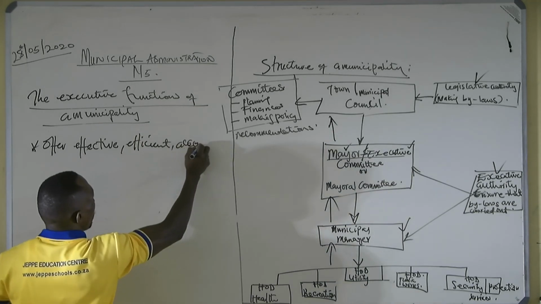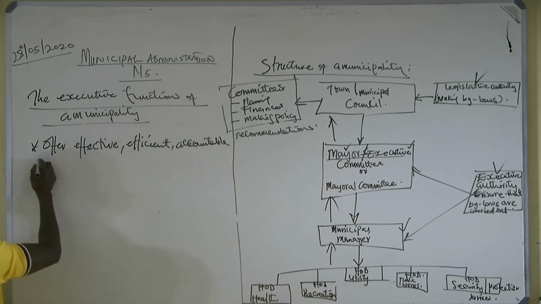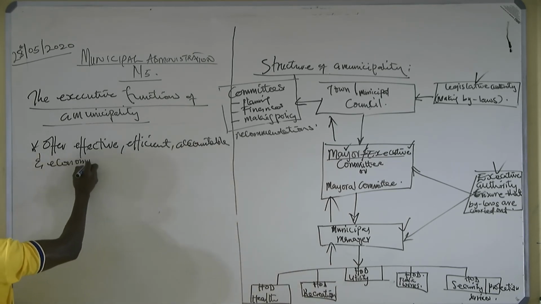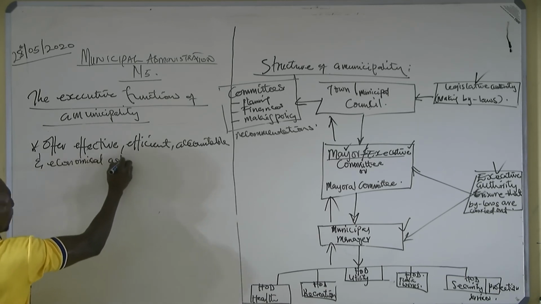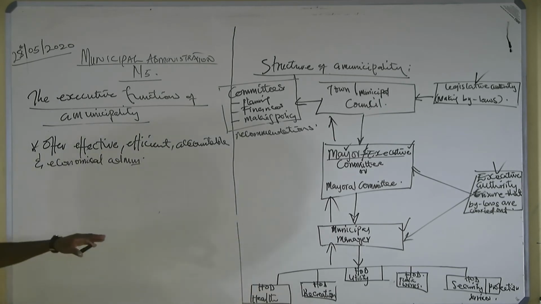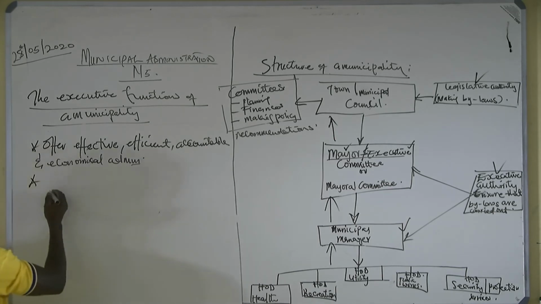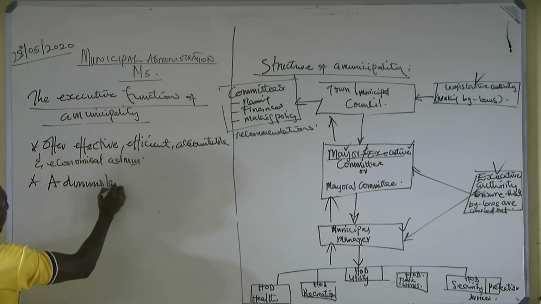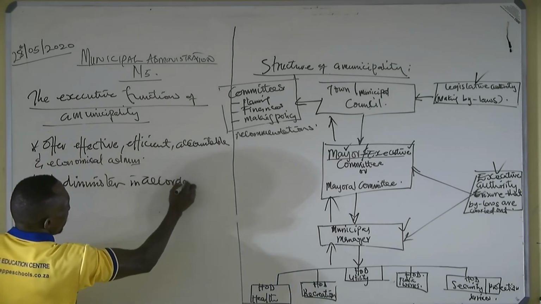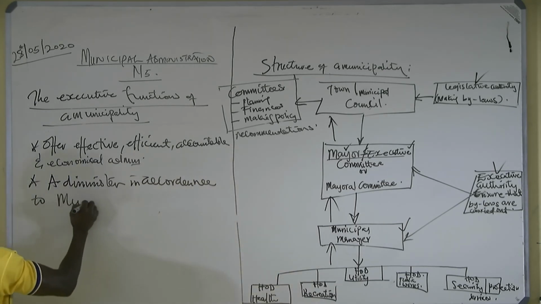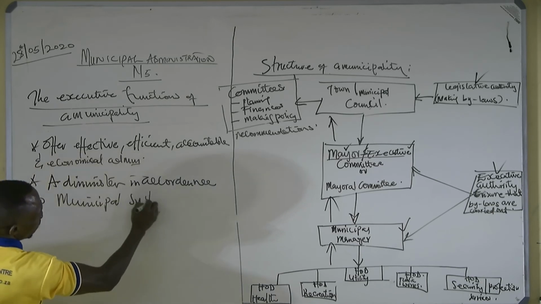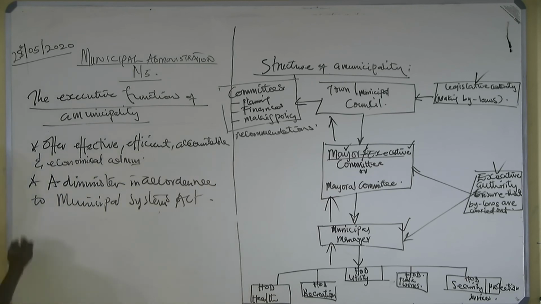One, they offer efficient, accountable and economical administration. I will shortcut like that. So those three institutions under the executive function offer effective, efficient, economical and accountable administration. Then another one is they administer in accordance with the Municipal Systems Act.